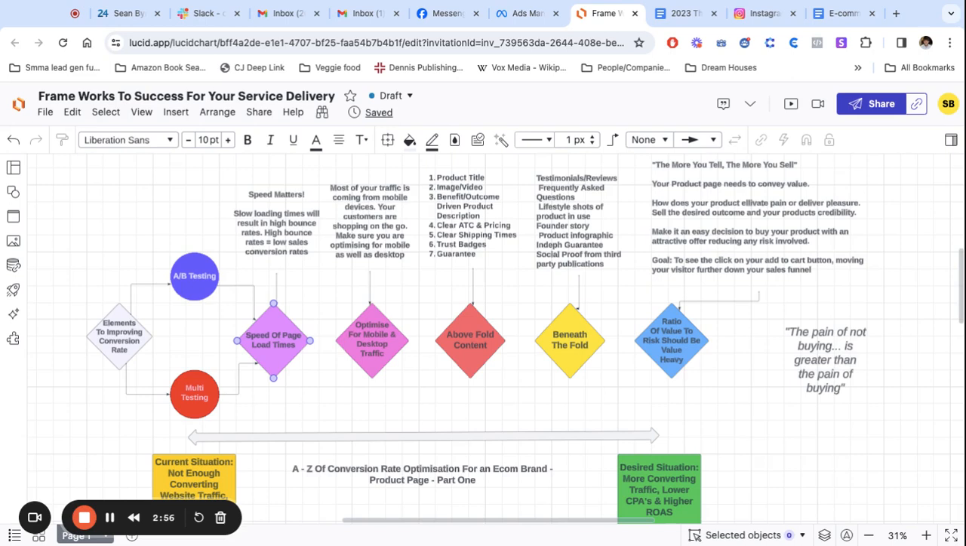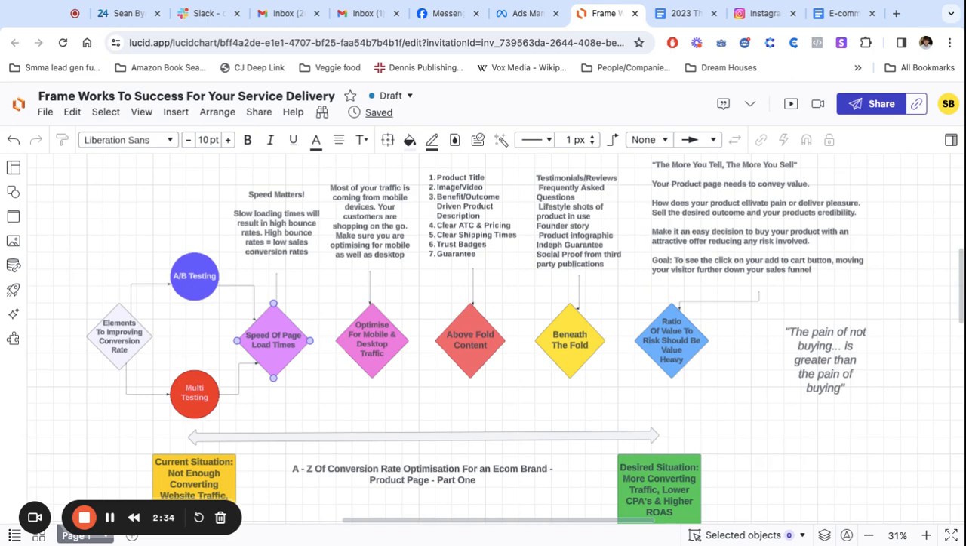So the next one is making sure that you're optimized for mobile. Most of your traffic is coming from mobile devices these days. Your customers are on the go, they're shopping, they're on the bus, on the way home from work. They are sitting on their couch watching TV, and they're browsing their social medias. They're clicking on ads, they're visiting pages, they're buying. Okay, make it as seamless as possible, optimizing for mobile as well as desktop.